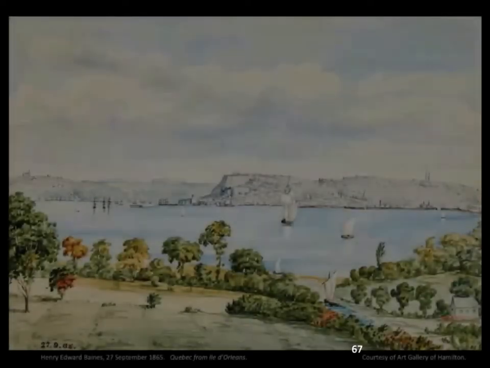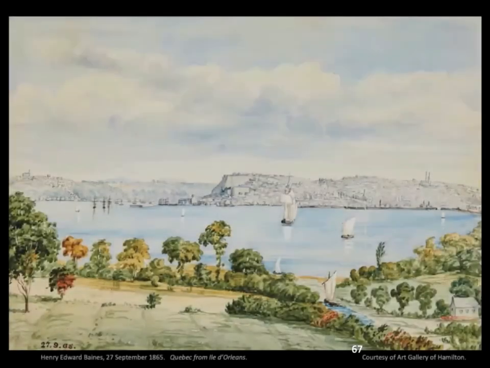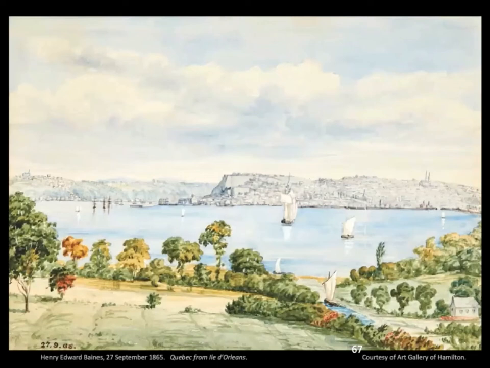Quebec, however, would offer Henry the opportunity to continue painting and to refine his art, and he painted more than 50 watercolors depicting scenes in and around Quebec City.